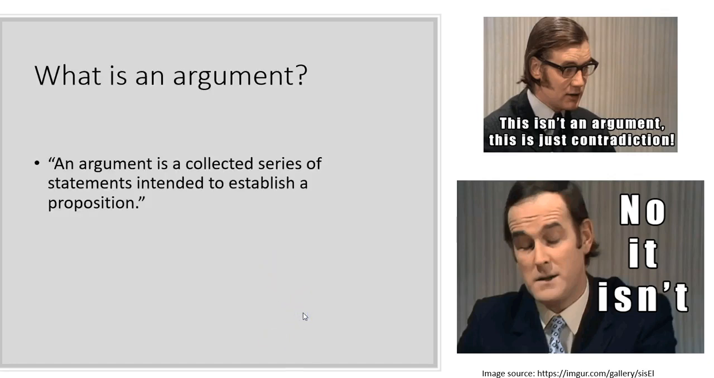What is an argument? I love this example from Monty Python. You should watch the video if you haven't seen it. What is an argument? An argument is a collected series of statements intended to establish a proposition. A proposition being a fancy word for assertion or claim. This is a definition that comes straight from the Argument Clinic video.